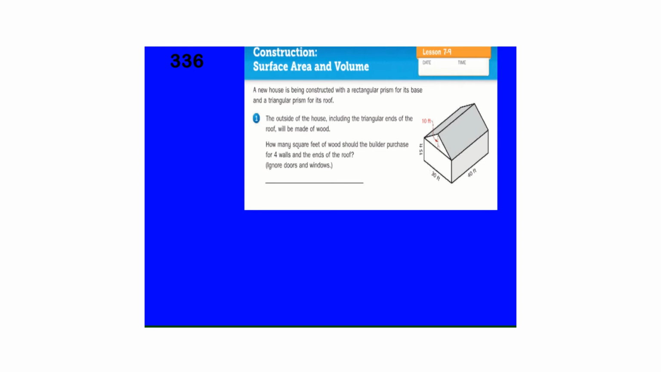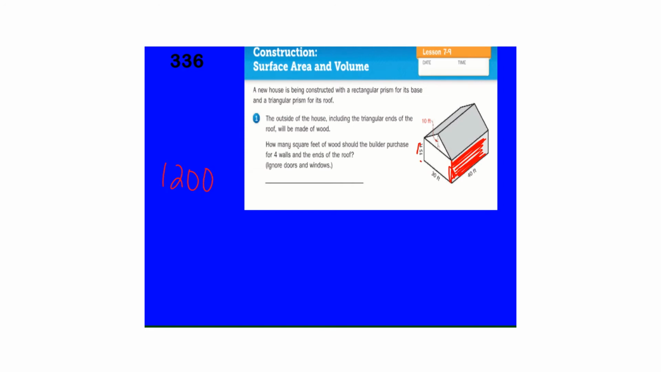Okay, I will try to write using my finger here. So this side is 40 by 15. If I'm figuring out this side and then the back here, we have 40 times 15 is 600, times 2, because there's 2 of those sides. We have 1,200 square feet on those 2 sides.